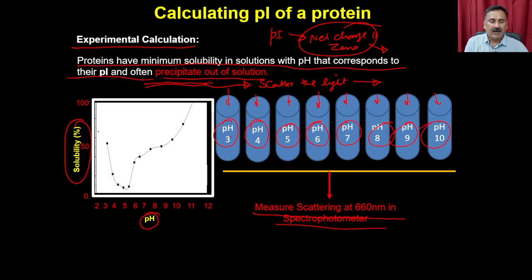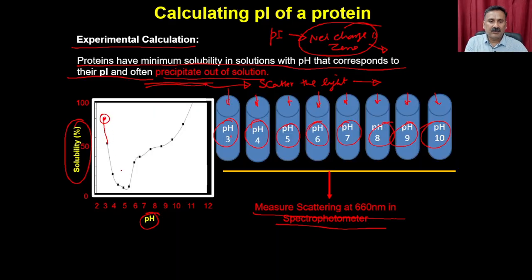So, and that I can use to calculate the solubility. Initially it is going to have high solubility because it is going to have charges. If it has a charge, it is going to interact with the solvent system, and that's how it is going to remain in solution.